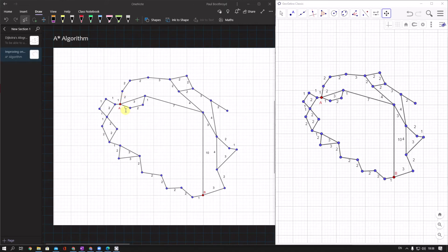So the weighting on this is actually different to what we've done before. We need two numbers. We need the cost of how much it is to get to a place, and also an estimate of what the cost is left to go to B. And what A star does is it says, what's the distance from B of a point?